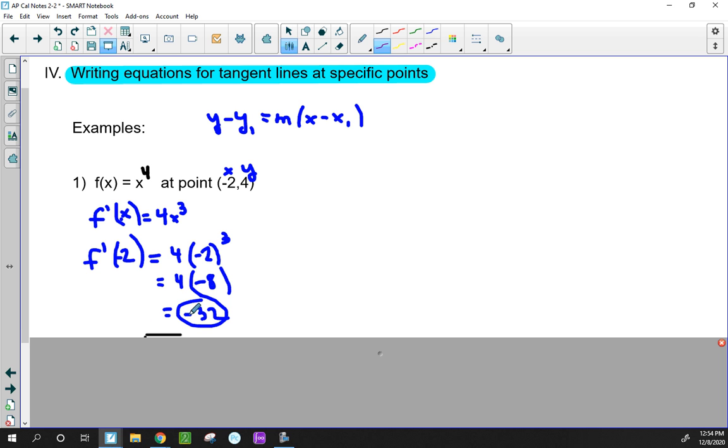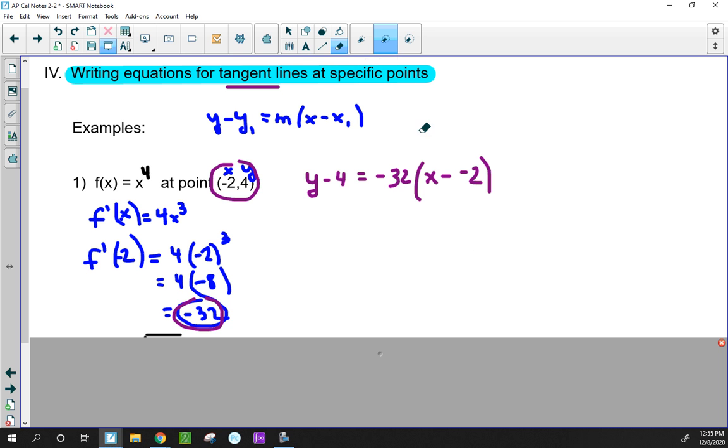And I have my point. And so I now can write the equation for the tangent line. And in this problem, it's going to be y minus 4 is equal to slope -32 times the quantity x minus -2. And we never leave two negatives together, so we're going to take those out. -2 becomes +2. Okay, so there's your equation for the tangent line.